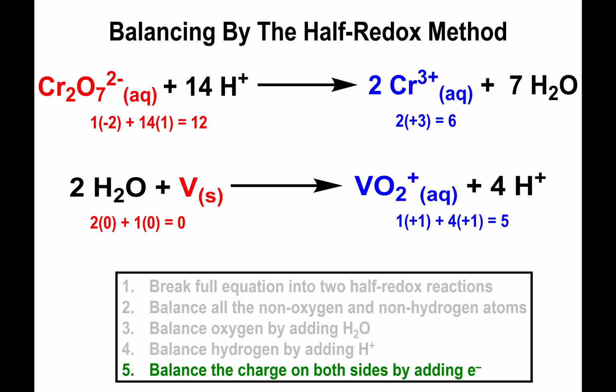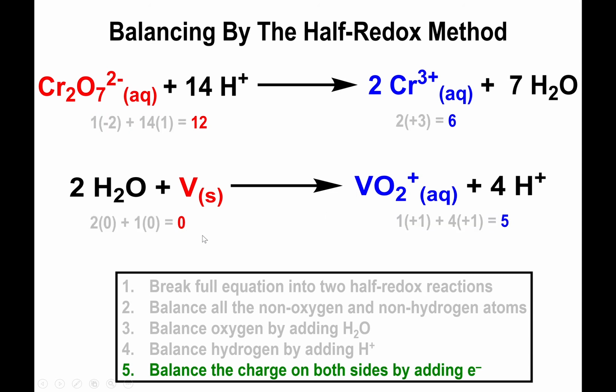So it's important that you keep in mind that you're only looking at the overall charge of the entire species, right? So I'm not looking at the charge of just the chromium or the charge of just the oxygen. It has to be the charge of the entire dichromate for you to do this. Same thing for vanadyl, same thing for Cr3+. Alright, so now all you really need to do is subtract the two values. 12 minus 6 is 6. 5 minus 0 is 5.